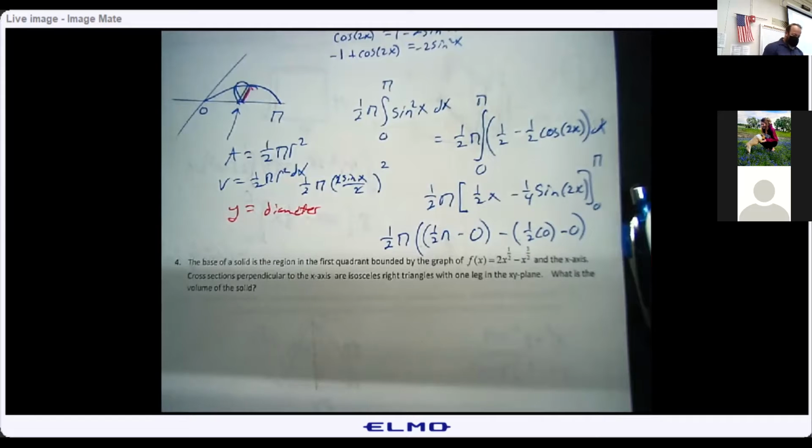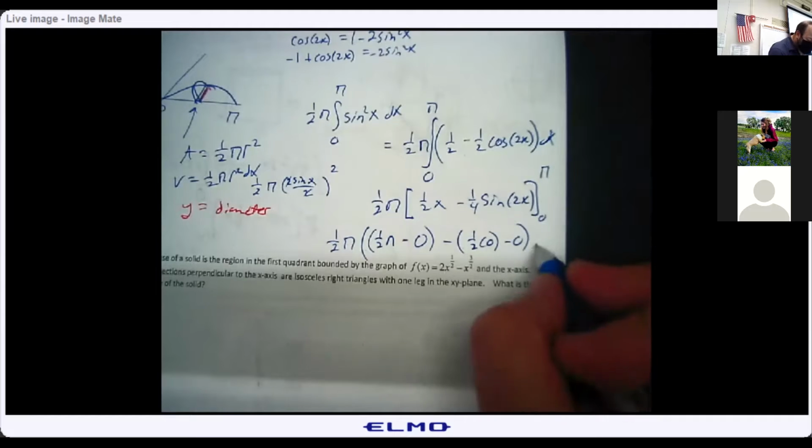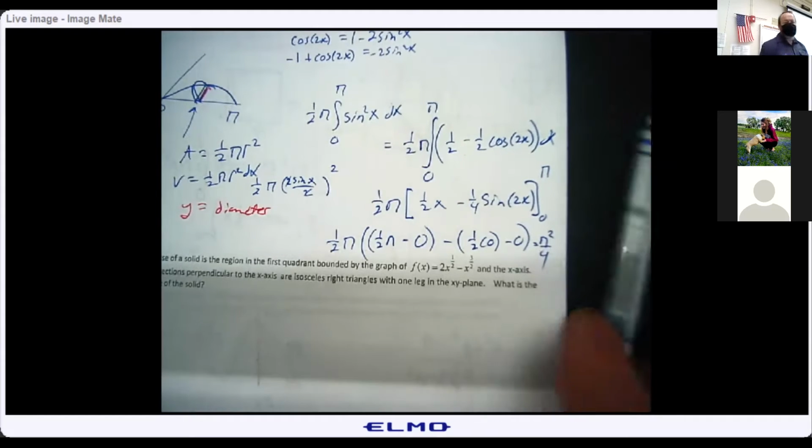What is the area, or excuse me, the volume of that piece? It is a half pi times a half pi. That's pi squared over 4. What a strange answer. But that is, in fact, my volume.